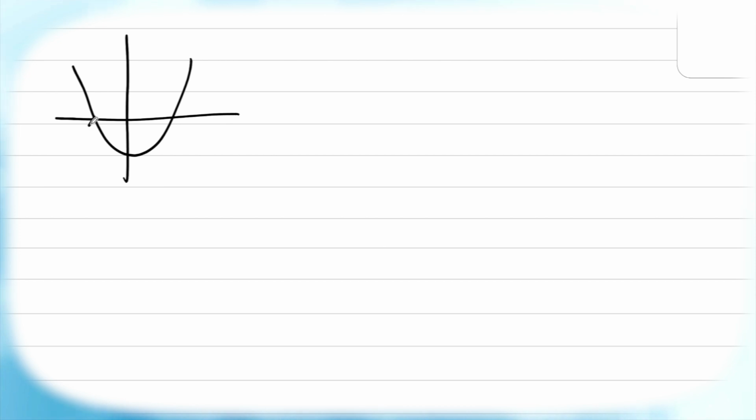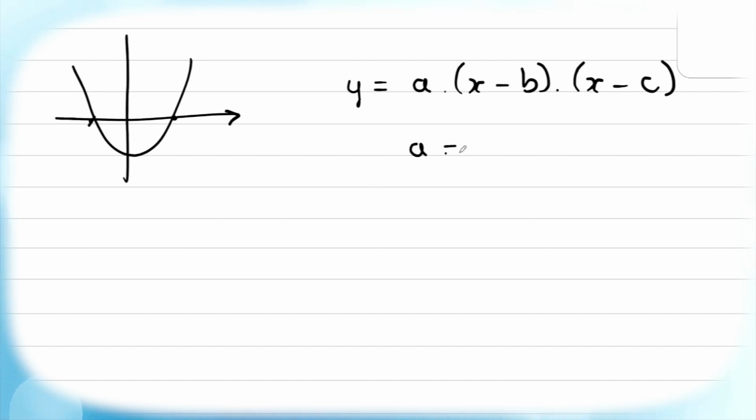Based on this one, or another point in here, you should write out the factorizing form like this one. It means you need to figure out the value of a, the value of b, and the value of c here. And this is not too difficult. I think so, it's not too difficult.